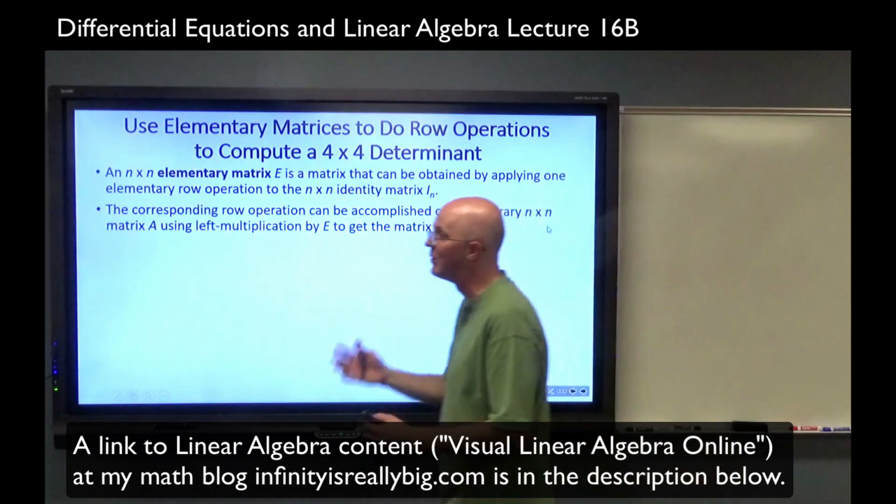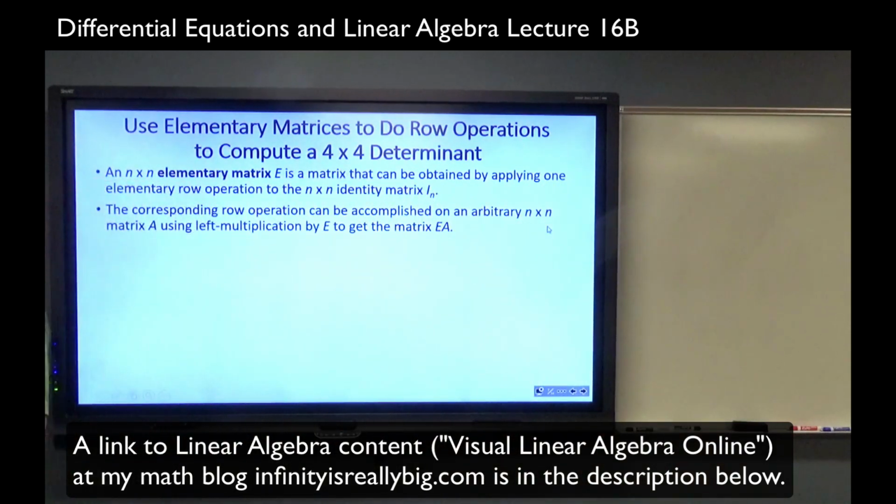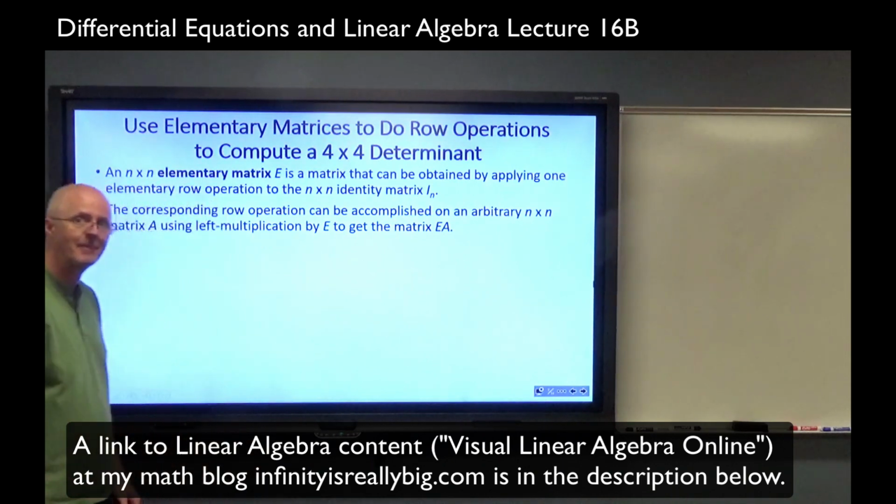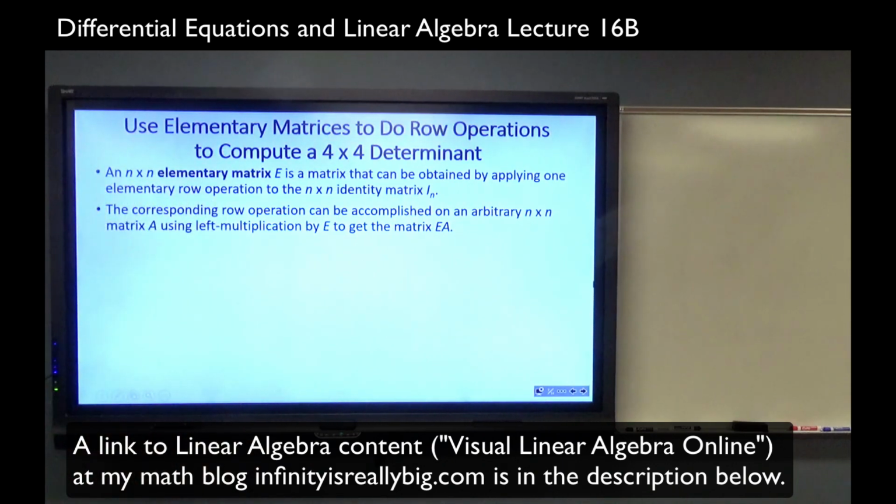It turns out, this is the cool part, the row operation to obtain E from I_n can be accomplished on an arbitrary n by n matrix, capital A, using left multiplication by capital E to get the matrix E times A. This is the cool part, that actually works. And I'm going to show you an example, but you should check it on your own.